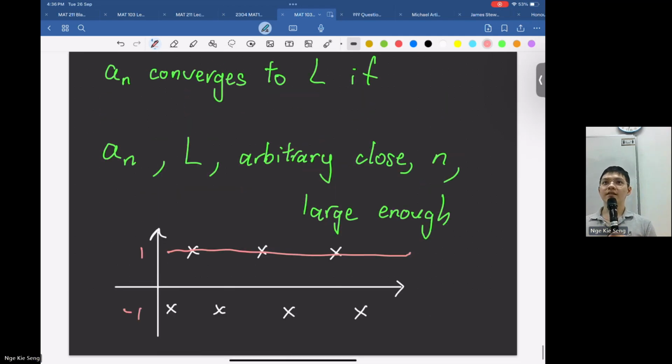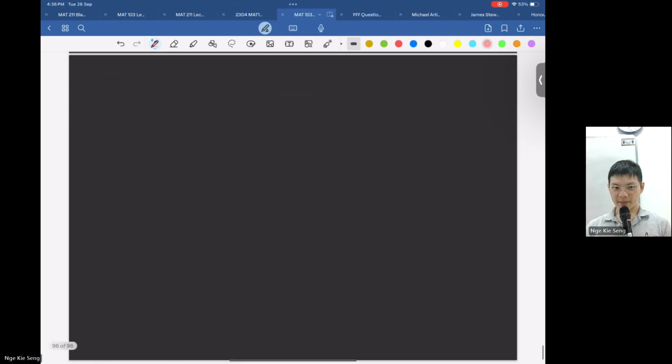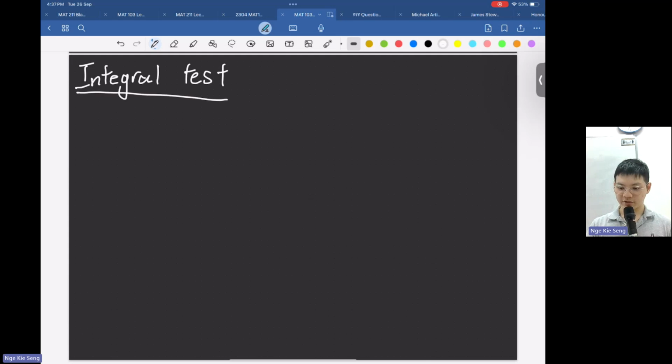Any question or not? No question. So far, okay. Next, we will do the integral test. So let's start with the integral test. Since we have an integral here, that means we need to do some integration.